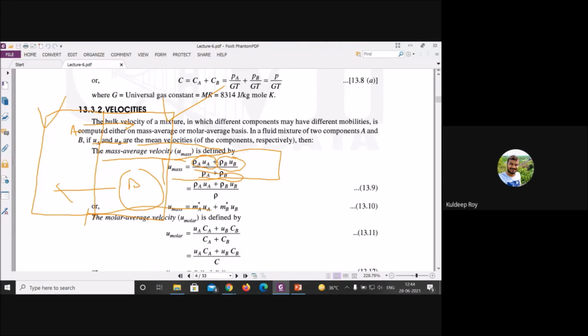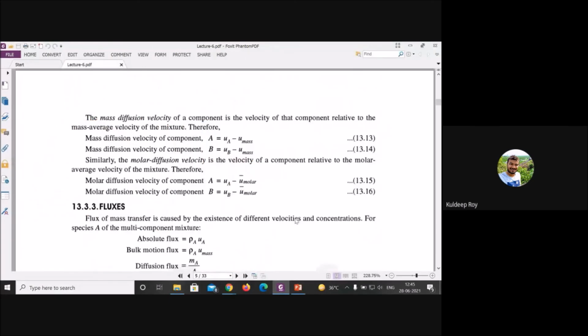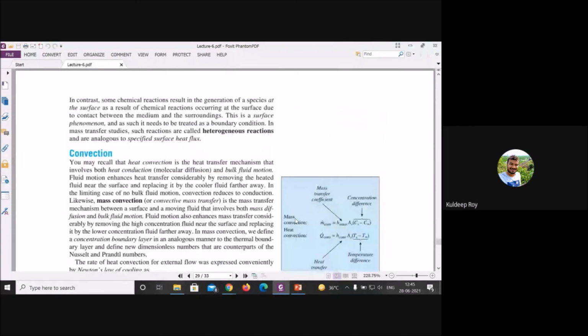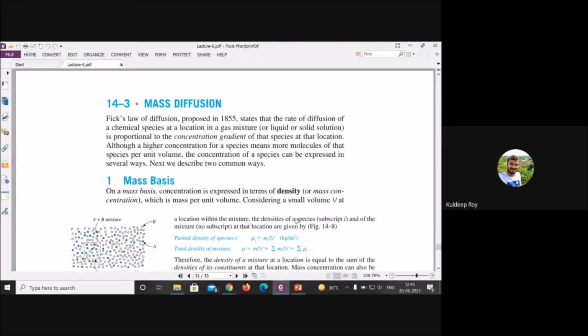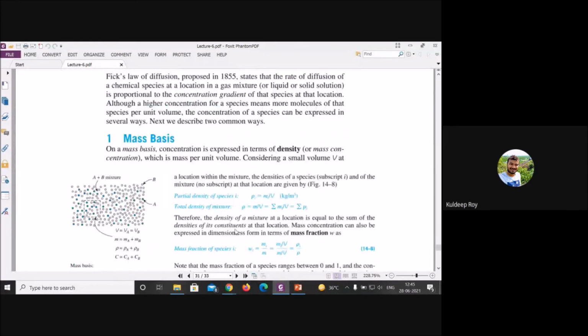Similarly, if somebody asks how you will convert into mole average velocity. And one more thing, let me show. There are only two approaches. If someone asks what the mass transfer approach is, there are only two. One is in terms of your mass basis. Just keep in your mind, in mass basis, density will come.